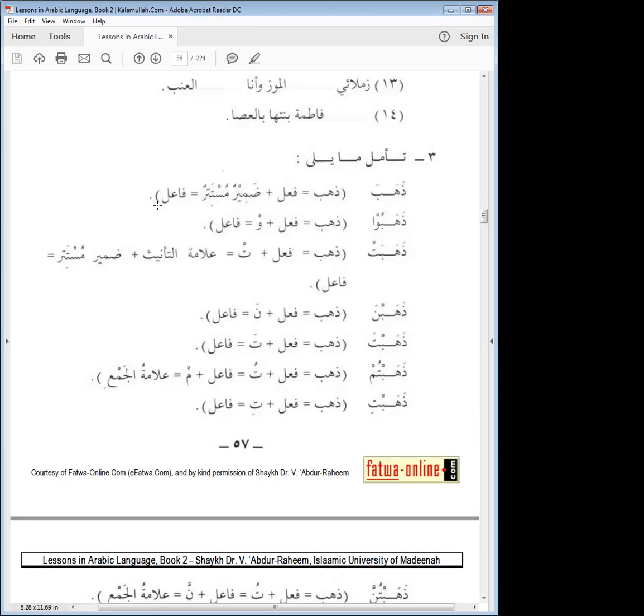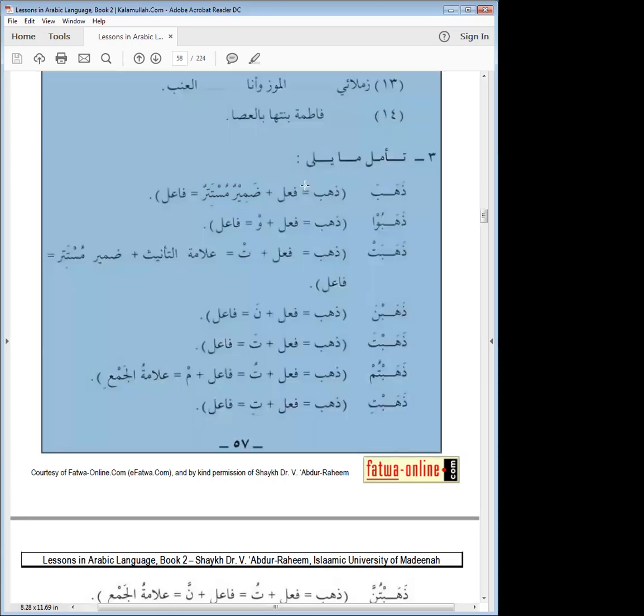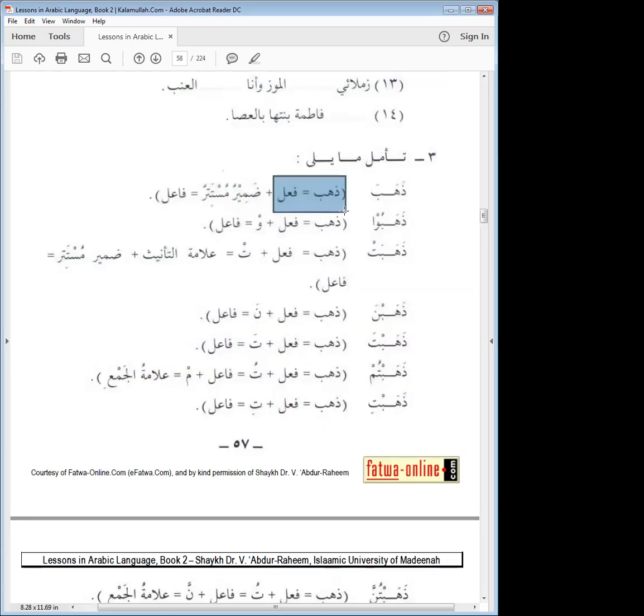So what is it called? It's called damir mustatir. Damirun mustatirun. Look at the book here. Hope everybody can see it. If you can't see on the screen, we are on page 57. All right, first line in exercise 3. All right. So in that scenario where we have dhahaba ila mudiri, dhahaba is a verb, as we see here. Dhahaba is equal to the fa'il. You all see that in the books? You can see it on the screen here too, right?